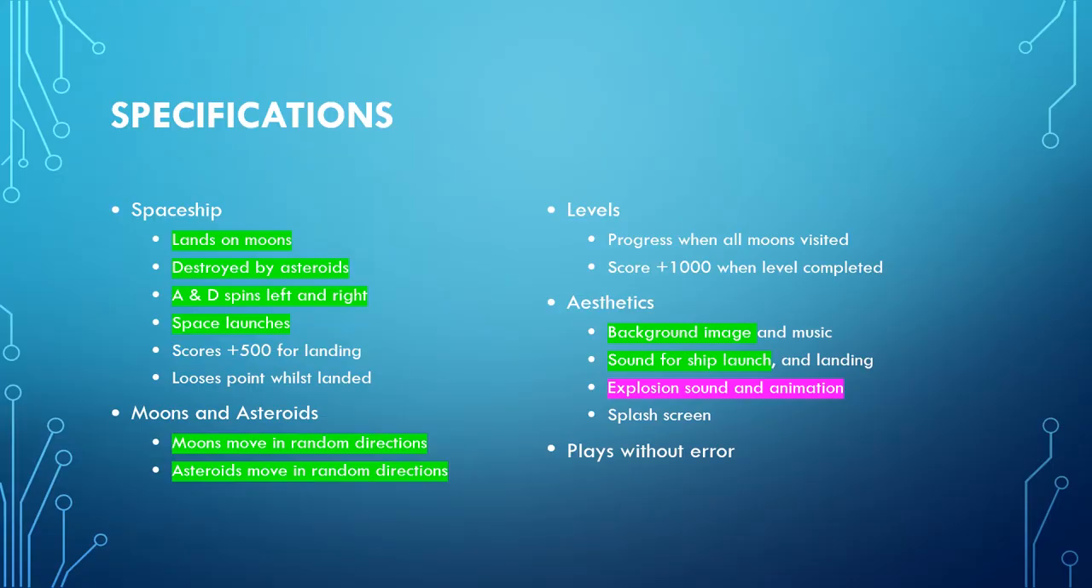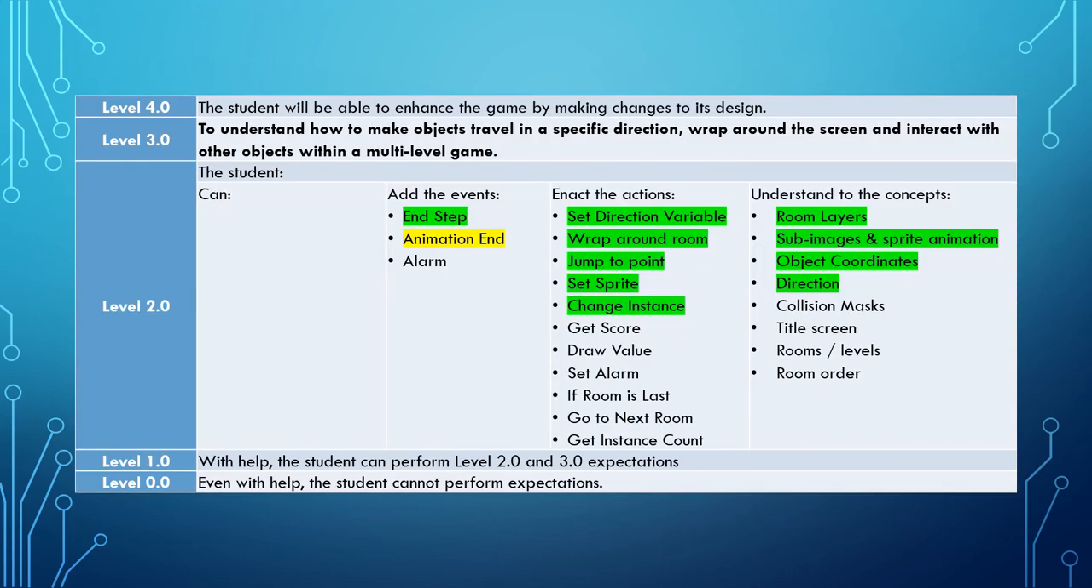In this tutorial, we've made an explosion sound and an animation for when the ship crashes into an asteroid. Oh, there we go. We've dealt with all the things that make you go boom. Yes, I did go there. And we have dealt with the explosion sound and the animation. In our progression towards the learning goal, we today have learned about animation end, which is a new event that we have come across.